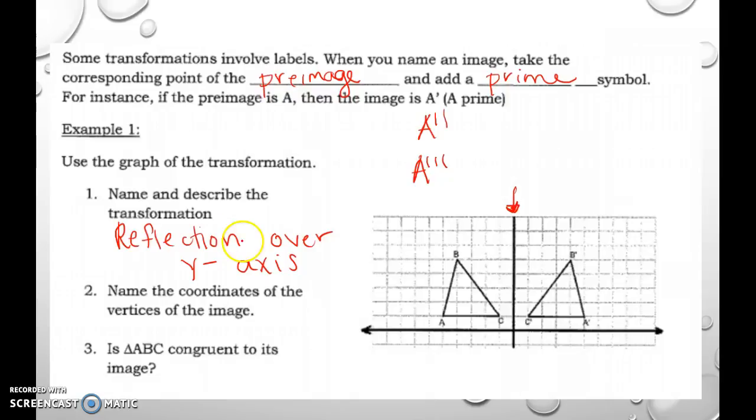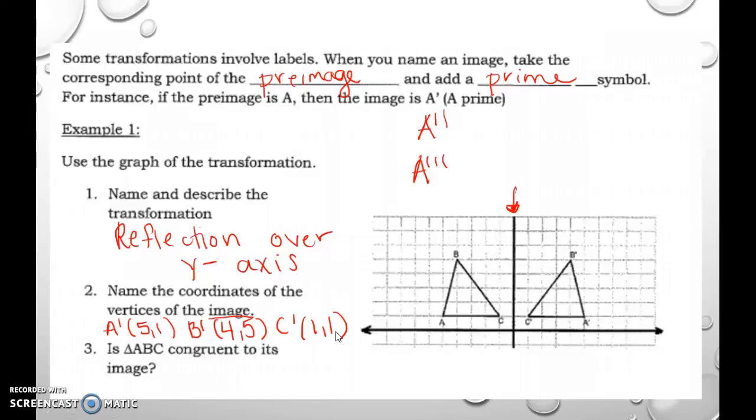Name the coordinates of the vertices of the image. So again, vocabulary very important. Image is referring to this new figure. So I need to name A prime, which we can see is at (-5, 1). B prime, which is at (-4, 5). And C prime, which is at (-1, 1).